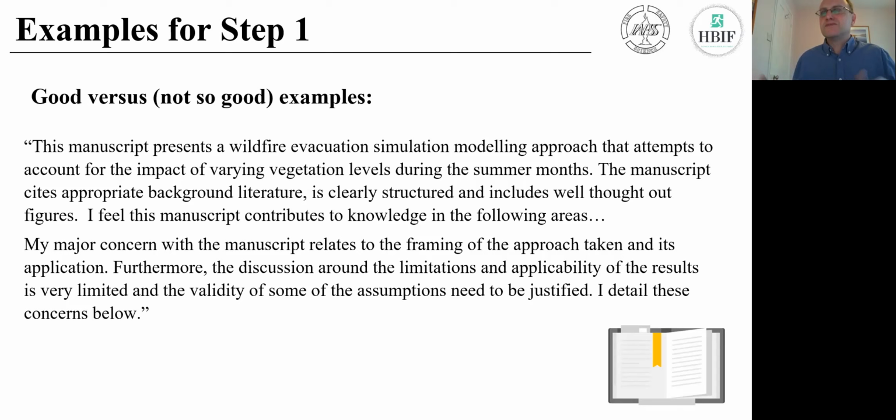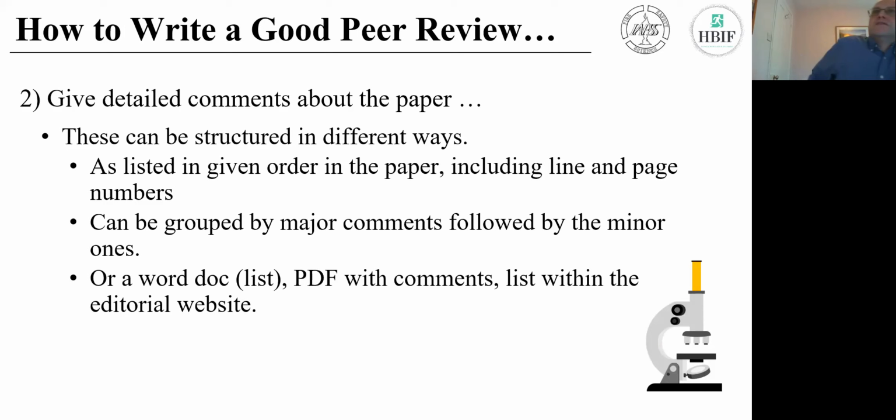Okay, thank you. Right. So once you've written the initial one or two paragraphs highlighting the contribution to knowledge and what's good about the paper and what's bad about the paper, you then need to give more detailed comments about the paper. So this is where you put it under the microscope. So you go through the paper and you look at your markup on your PDF or whatever, and you then take each of the bullet points and issues, and then you would write some comments about that.